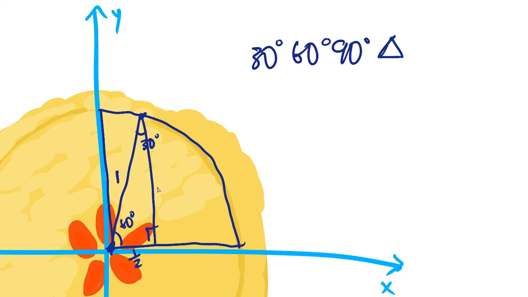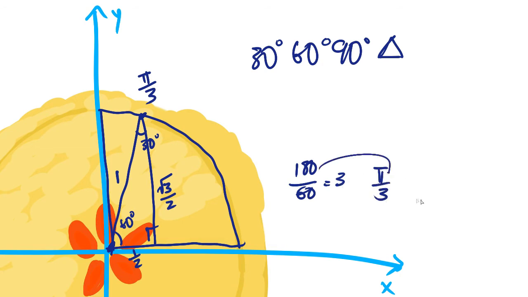Okay, now what's this? Remember, to get from here to here, you multiply that by the square root of 3. So half times the square root of 3 is just square root of 3 over 2. And this just happens to be pi over 3, remember? Because 60 degrees, so 180 over 60 is 3. So then pi over 3, because pi is 180, right? Okay, so 30 degrees, 60 degrees, and the right angle.